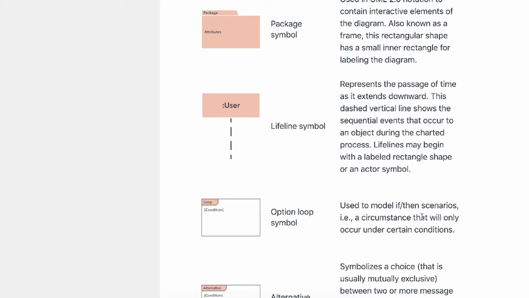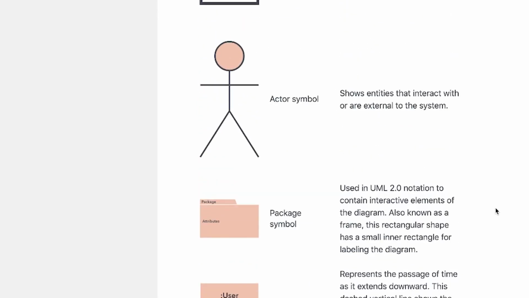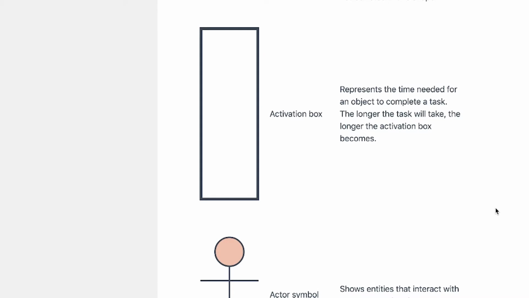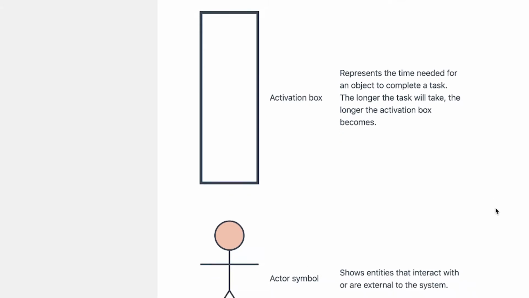It's a good question. So the next symbol we'll talk about is the activation box. Activation boxes represent the time needed for an object to complete a task. So the longer the task will take, the longer the activation box becomes. And we'll see an example of that in a second.